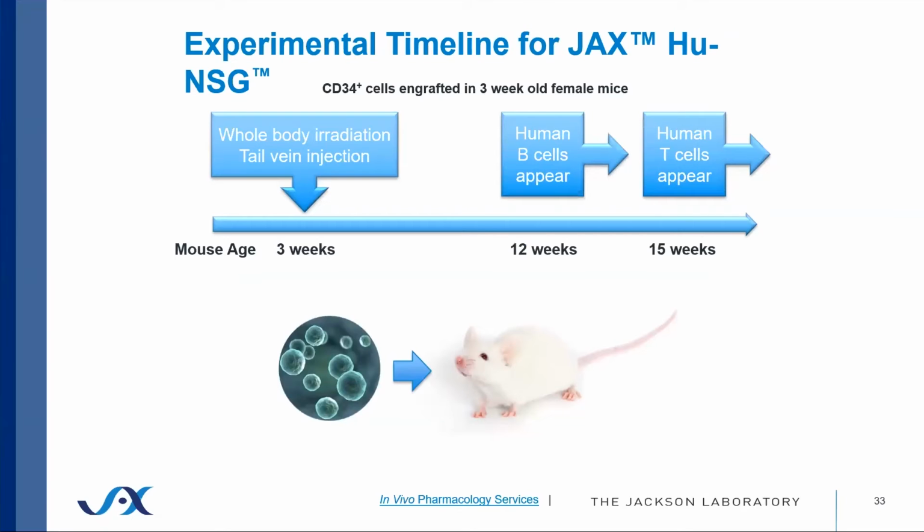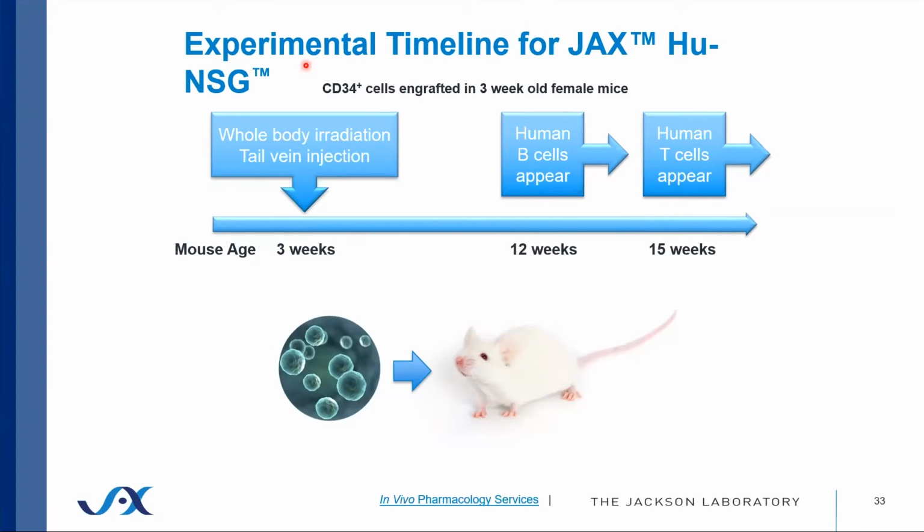So let's take a couple moments and talk about the experimental timeline for the generation of JAX humanized mice. So we are typically irradiating mice at a young age. And this is for the CD34 cell engraftment. We also do some studies with PBMCs, in which case we're typically not irradiating the mice, but you'll see a variety of protocols out there in the literature.